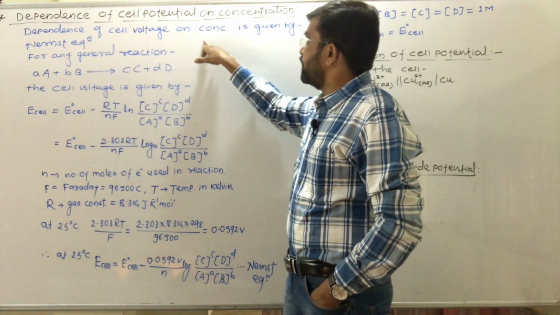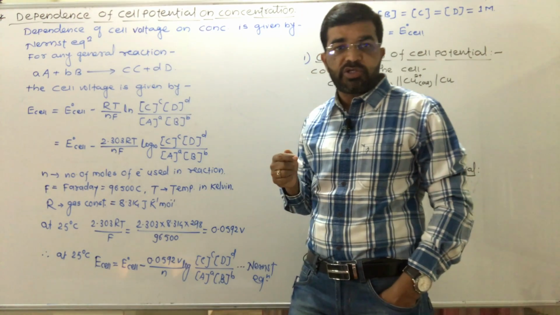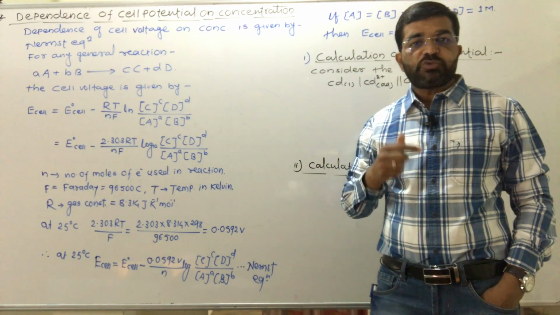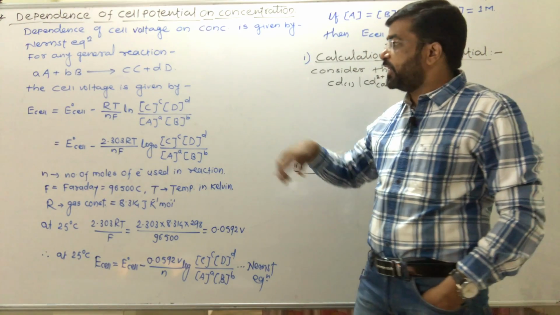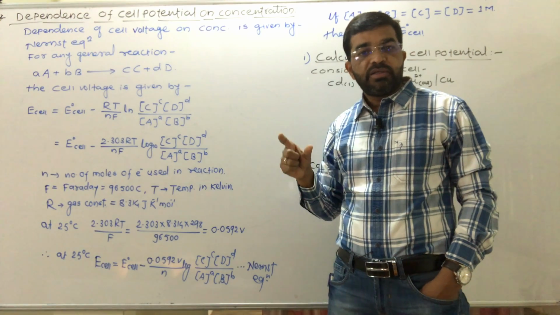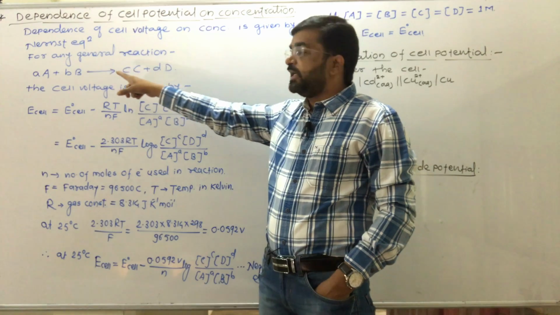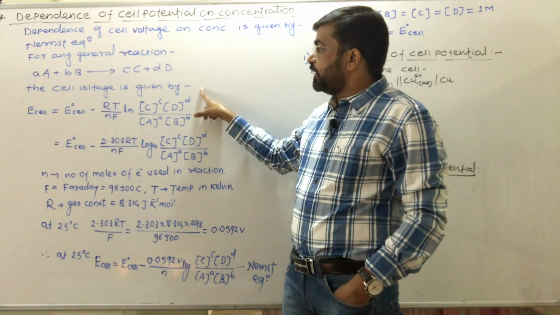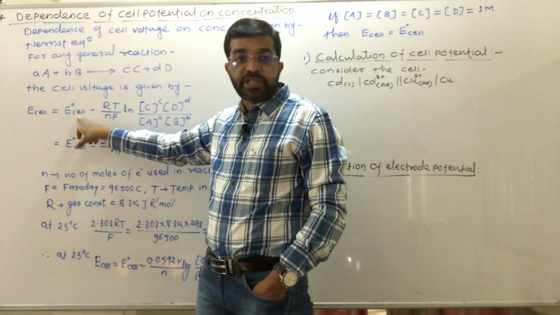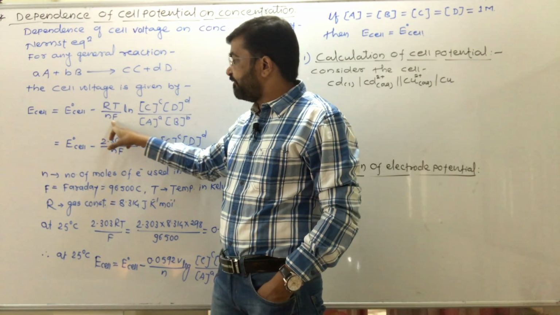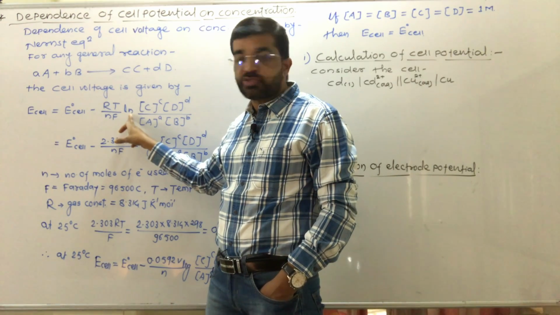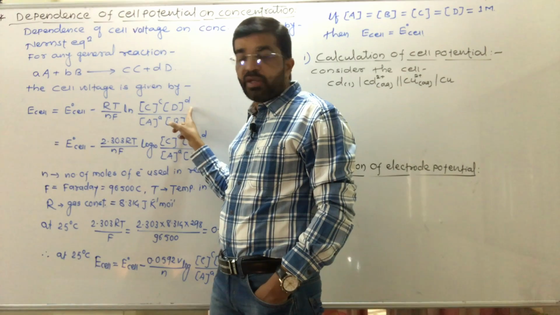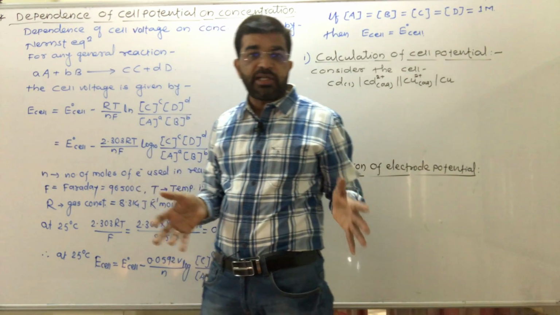You will see the dependence of cell voltage on concentration is given by the Nernst equation. Nernst derived one equation to find out the electrode potential as well as the cell potential, and that equation we have to study here. First of all, consider a general reaction: a moles of A plus b moles of B gives c moles of C and d moles of D. The cell potential is equal to the standard EMF of the cell minus RT/nF into ln, that is log to the base e, of concentration of C raised to c into concentration of D raised to d upon concentration of A raised to a into concentration of B raised to b.